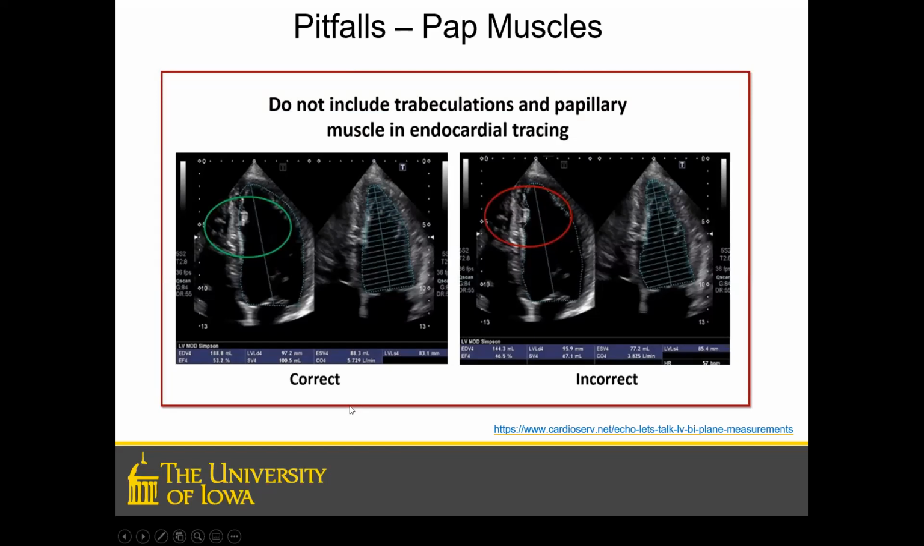So here are some examples of problems. This one is done correctly. The measurement went through this trabeculation or papillary muscle, and it went around, as we would want. In this one, they went out around, and this is incorrect. So this trace should have been here.